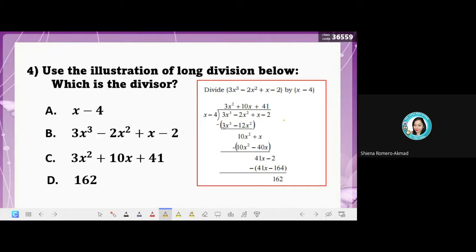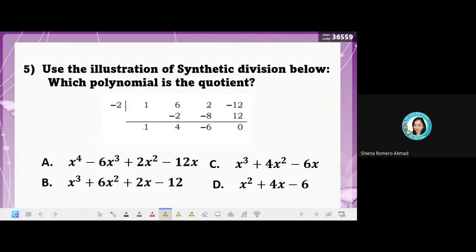Number 4, so tinatanong tayo dito, which is the divisor. So nakikita nyo, ganito yung itsura ng aralin natin. And it is very easy. All you have to do is to listen from start to end. And number 5, using the synthetic division. Ito naman, synthetic division naman ang tawag natin dyan. Which polynomial is the quotient? Yung quotient naman ang hinahanap.